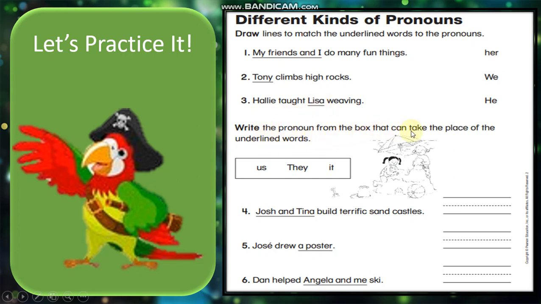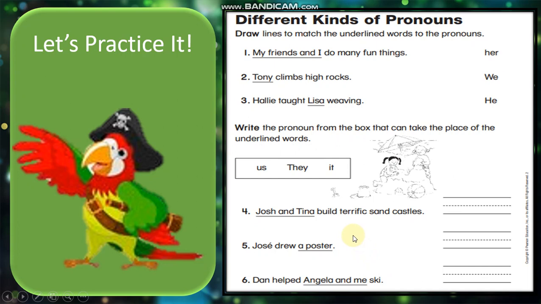Write the pronoun from the box that can take the place of the underlined words. What do we have in a box? Us, they, it. And which pronoun can replace Josh and Tina? Josh and Tina build terrific sandcastles. Now I have to replace these nouns. Which one should I use? Joe drew a poster. Which pronoun do I use instead of poster? Dan helped Angela and me ski. So which pronoun am I going to be using?